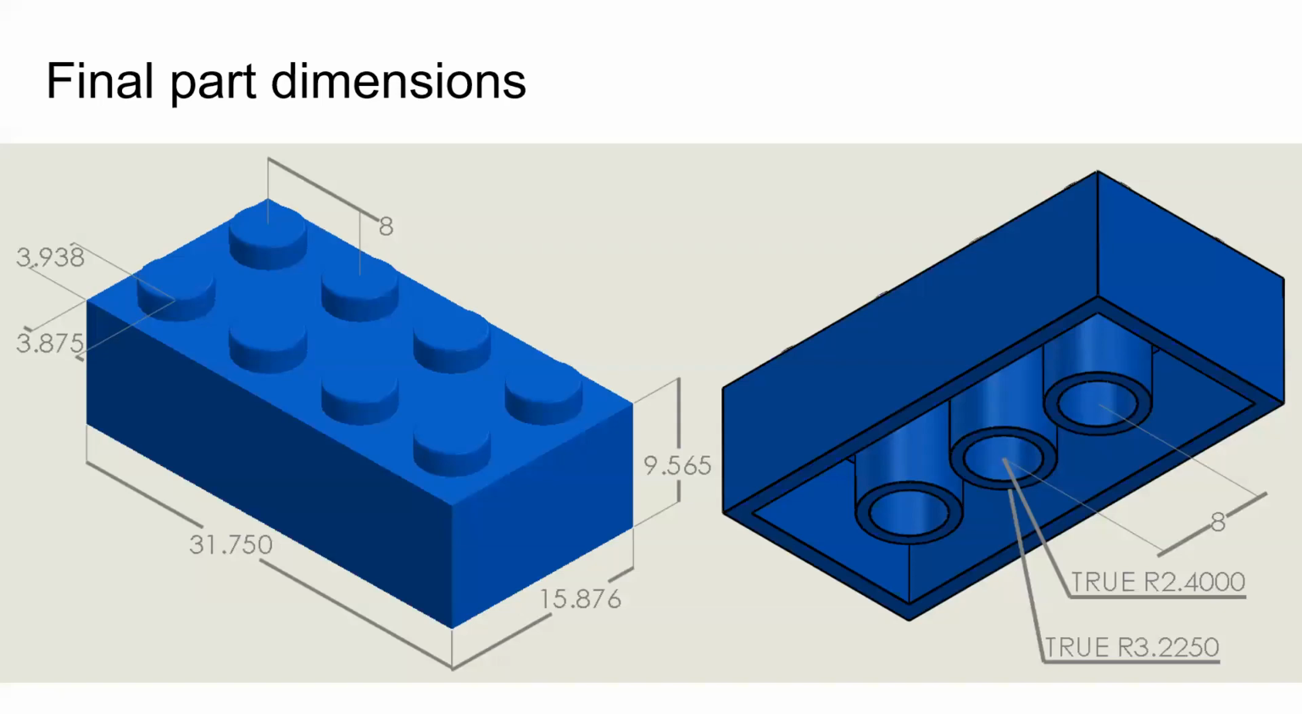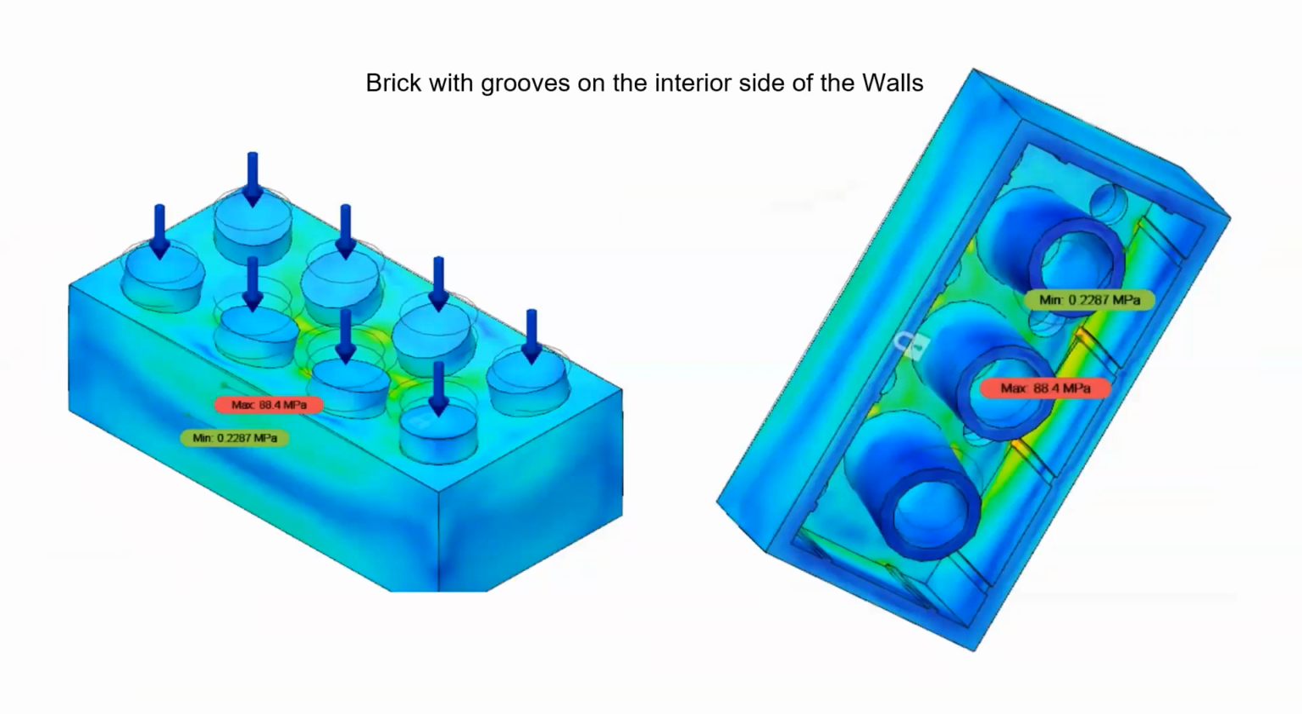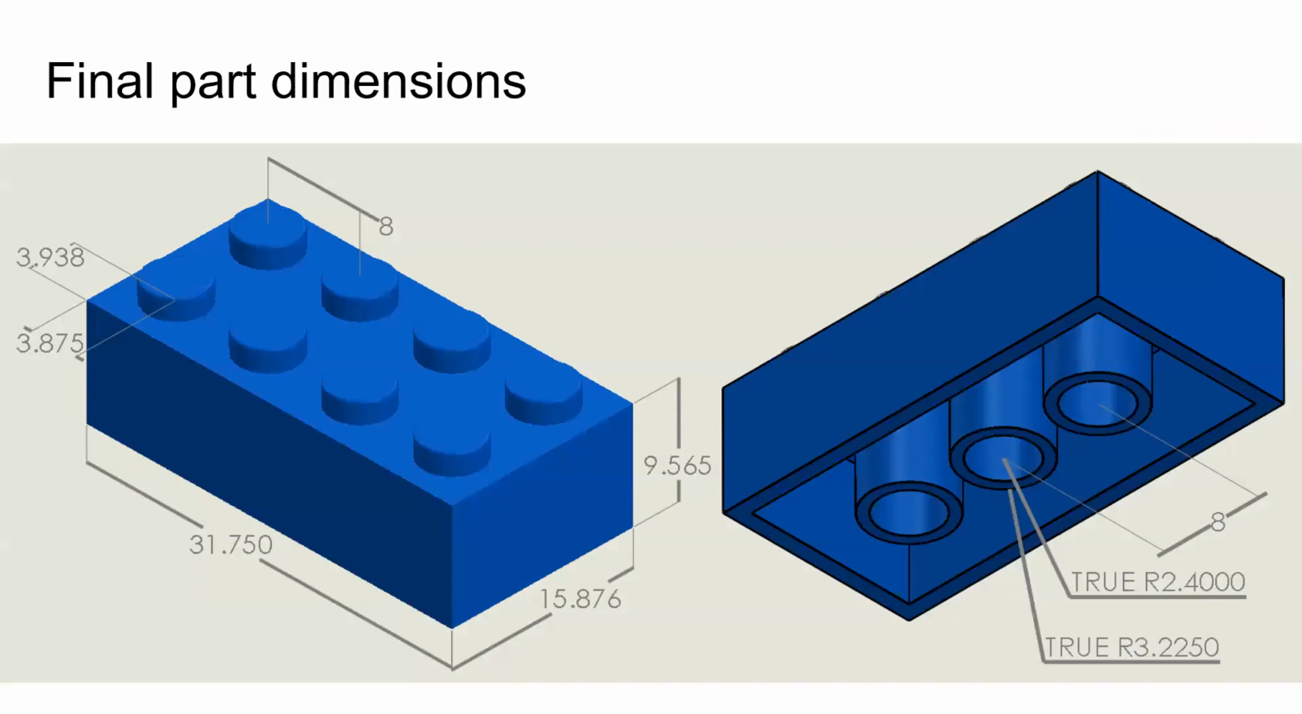Because we neglected the ribs and the grooves on the internal section of the wall, we were only left with the tubular section on the inside of the brick. And we decided that this model was the right verified model based on our constraints, which we followed. The final part dimensions were as follows, and that's it from our part. Thank you.